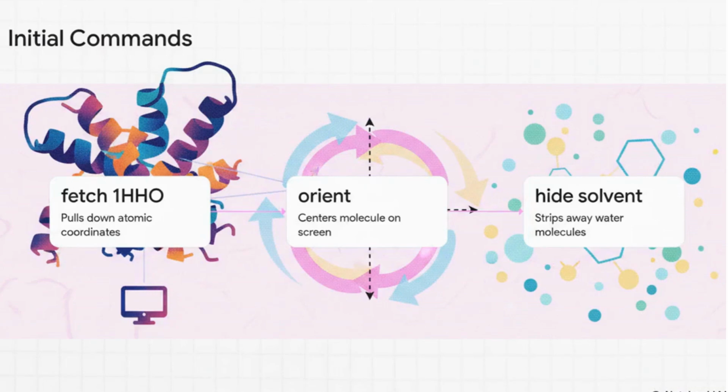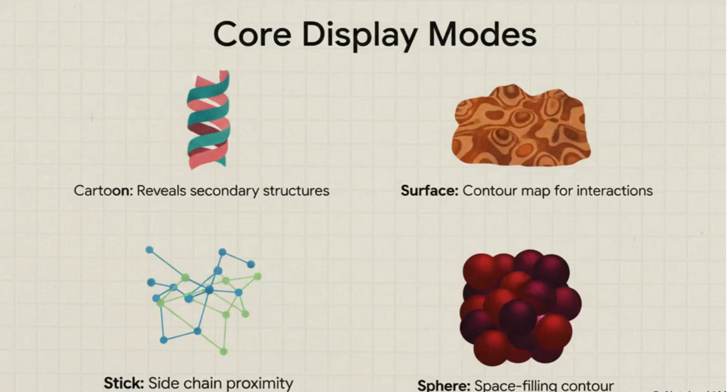And the best part is, getting started happens in milliseconds. It's just a rapid-fire sequence of operational steps. You type fetch 1HHO to instantly pull your atomic coordinates straight from the Protein Data Bank. Then, orient squares the molecule up perfectly on your screen. Finally, hide solvent strips away all that distracting water. Boom! 3 quick commands and our canvas is clean and ready to go. Let's move on and see how this builds.